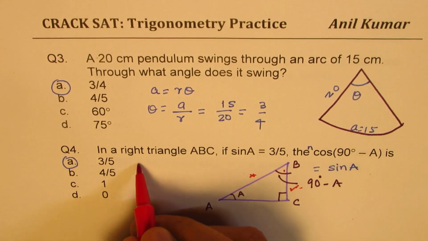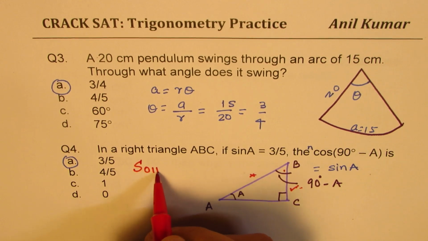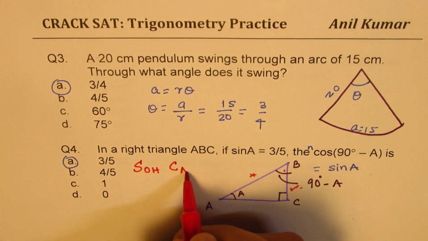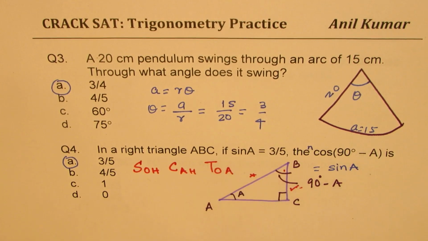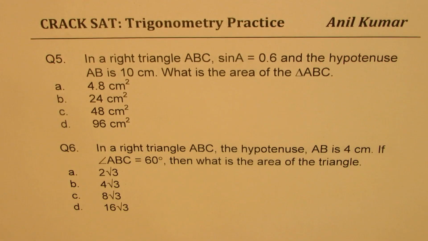So remember SOHCAHTOA. Sine is opposite over hypotenuse. Cosine is adjacent over hypotenuse. And tan is opposite over adjacent. Now let's move on and take up other questions.